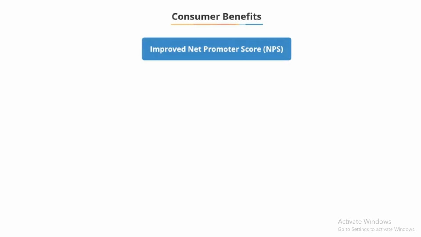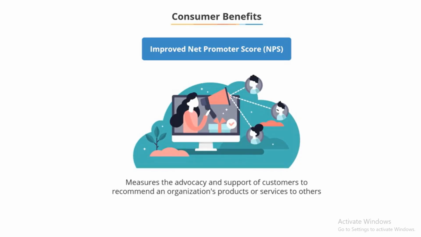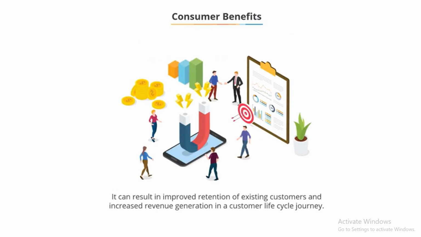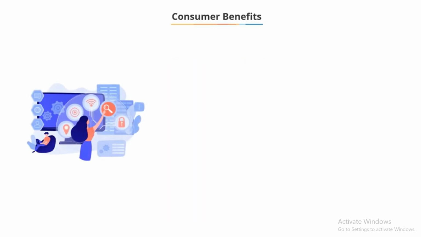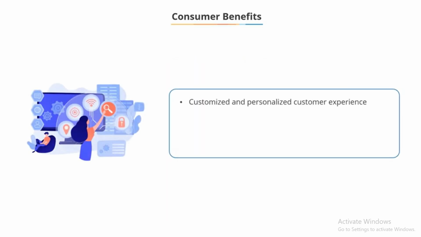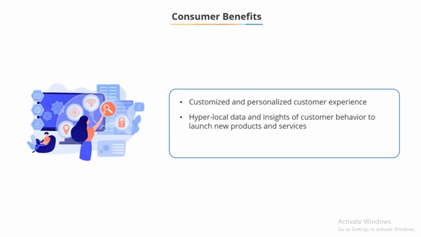Improved Net Promoter Score, NPS, measures the advocacy and support of customers to recommend an organization's products or services to others. Digital transformation can result in improved retention of existing customers and increased revenue generation in a customer lifecycle journey. And digital transformation can offer customized and personalized customer experience, hyper-local data and insights of customer behavior to launch new products and services. It can offset any irrelevant and non-value-added services.